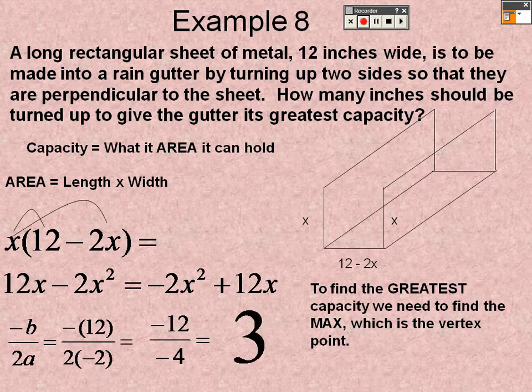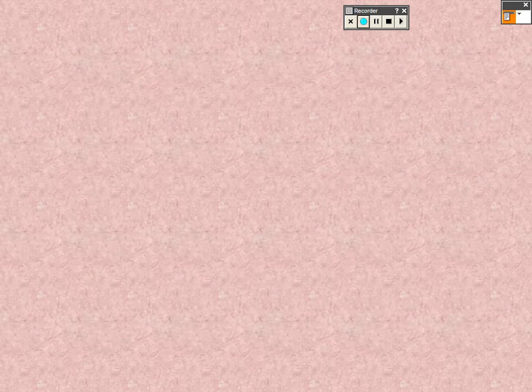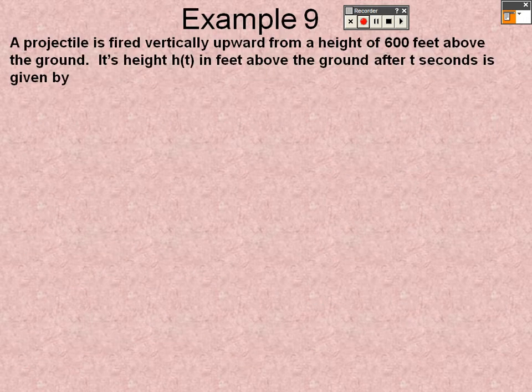So to find the greatest capacity, we need to find the vertex point. And we did so. We found 3. Now I could plug that in, but we just want to know what x is. So that means I would have to fold up x, 3 on each side. That's what that problem was saying.